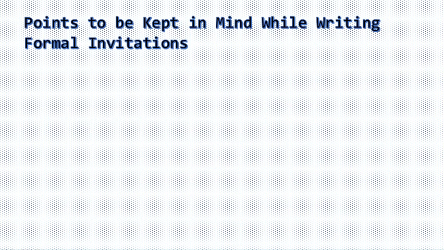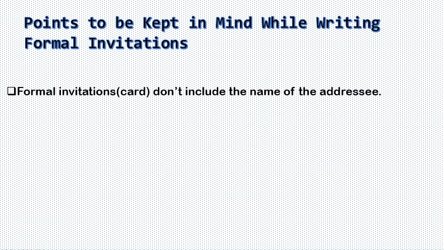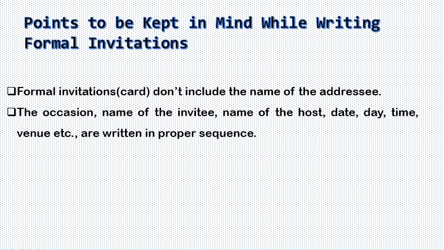Let's quickly look at a few points that we should keep in mind while drafting formal invitations. Formal invitations, especially in the card format, we don't include the name of the addressee in the body of the invitation. That is specified on the envelope. Next point is the occasion, name of the invitee, name of the host, date, time, etc. are written in proper sequence. So there should be coherence in the order of your invitation and the details that you specify.